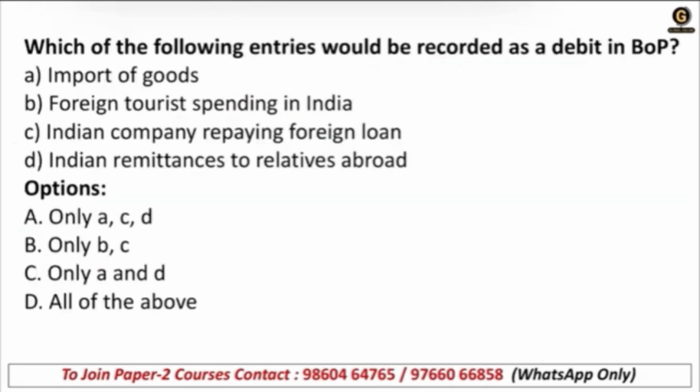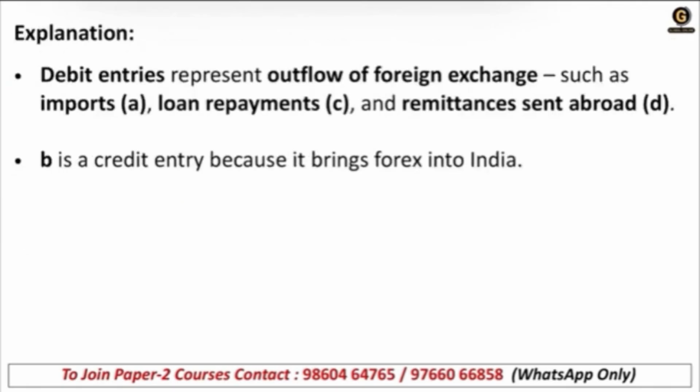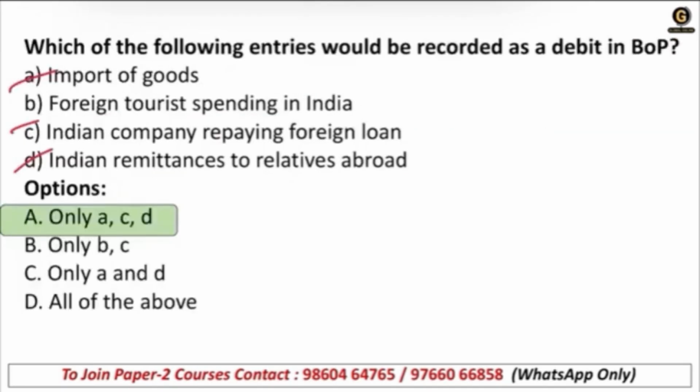Next, which of the following entries would be recorded as a debit in BOP? Import of goods, foreign tourist spending in India, Indian company repaying foreign loans, Indian remittances to relatives abroad. Right answer is option A, that means A, C, and D. Debit entries represent outflows of foreign exchange, such as imports, loan repayment, remittances sent abroad. B is a credit entry because it brings the forex in. It is an inflow, that is why.